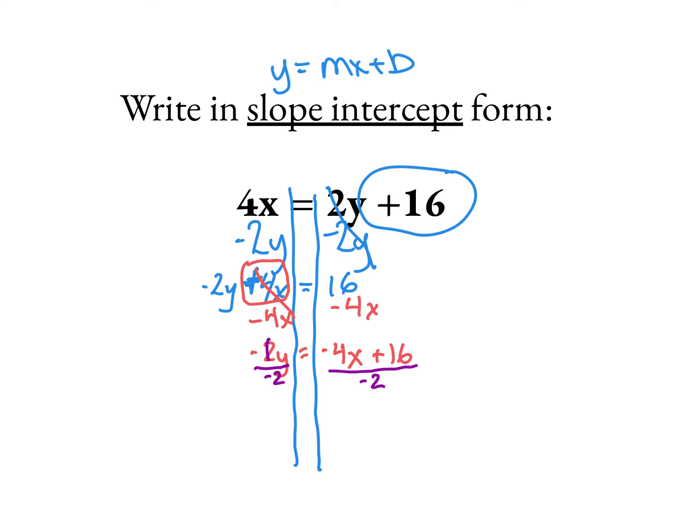Remember, when I'm dividing everything by negative 2, I'm going to look at this first term and say negative 4 divided by negative 2 is a positive 2, x. And 16 divided by negative 2 is a negative 8. Done.